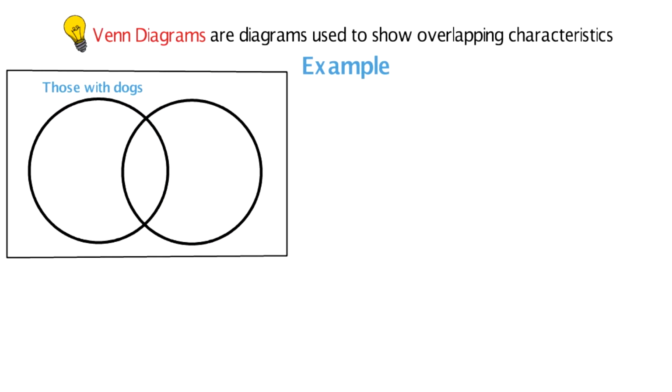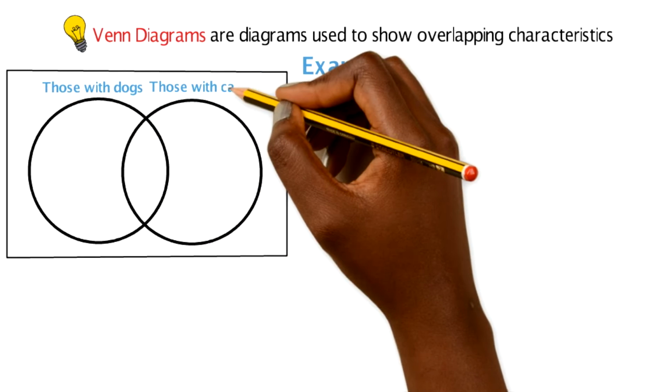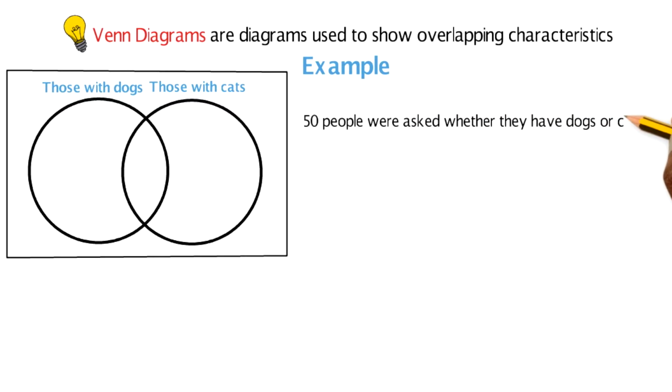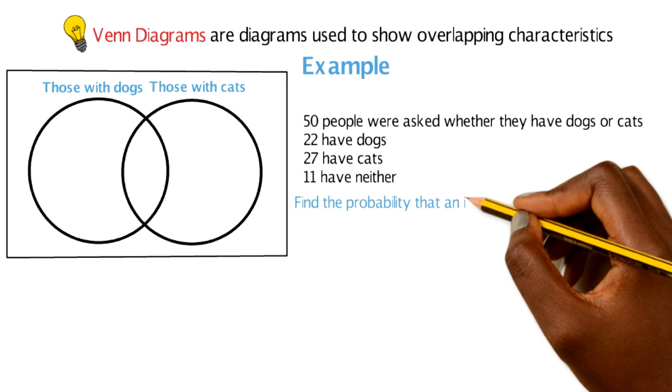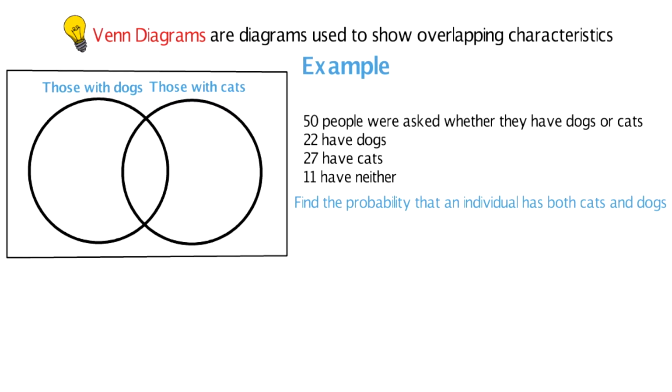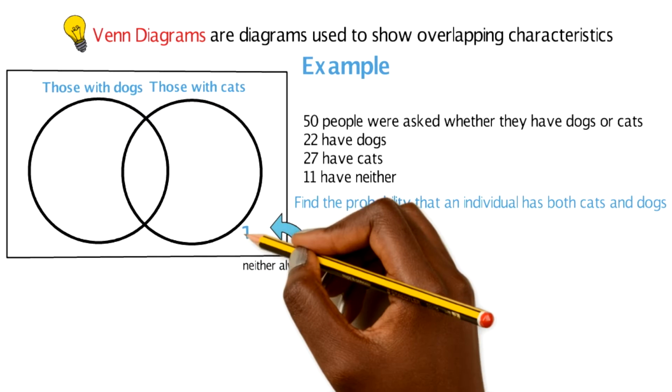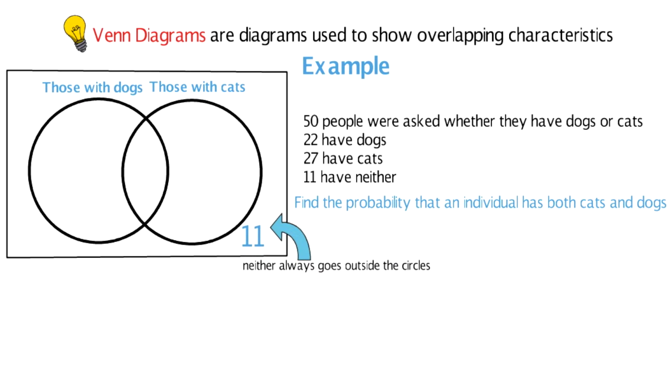So in this example, we've got those with dogs for our dog lovers and those with cats, which is not going to be part of me. So if 50 people were asked whether they have cats or dogs, and let's say 22 have dogs, 27 have cats, and 11 have neither. The question says find the probability that an individual has both cats and dogs. The first thing that we know is 11 people have neither, and neither always goes on the outside of the circle. So that's why we've got the box to represent those on the outside, those that don't have dogs or cats.